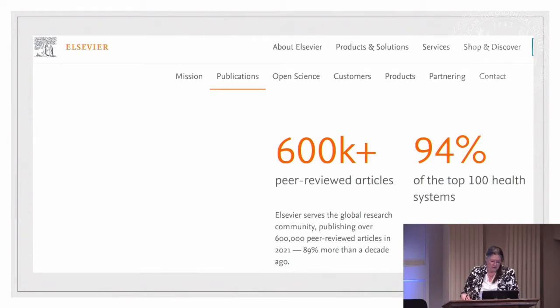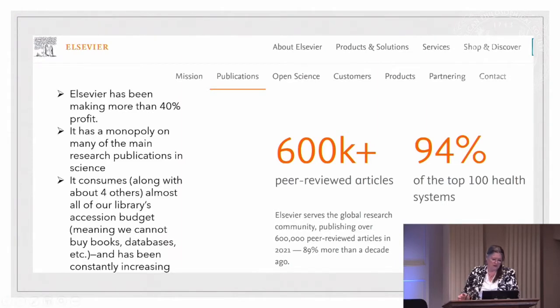And Elsevier, most of you know this story, but just in case you don't, Elsevier got monopoly control over many of the main scientific publications in the United States and Europe. Jacked up the prices, has been making its for-profit company deliver more than 40% profit now every year. And at our university, where I co-chair the PAC committee that was mentioned in the introduction, it consumes, along with about four others, almost all of our library's accession budget, meaning we cannot buy books, databases, et cetera, and that amount has been constantly increasing.